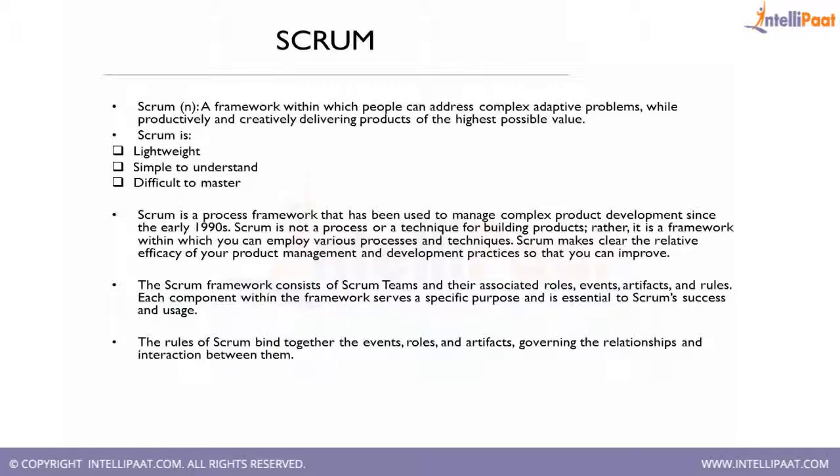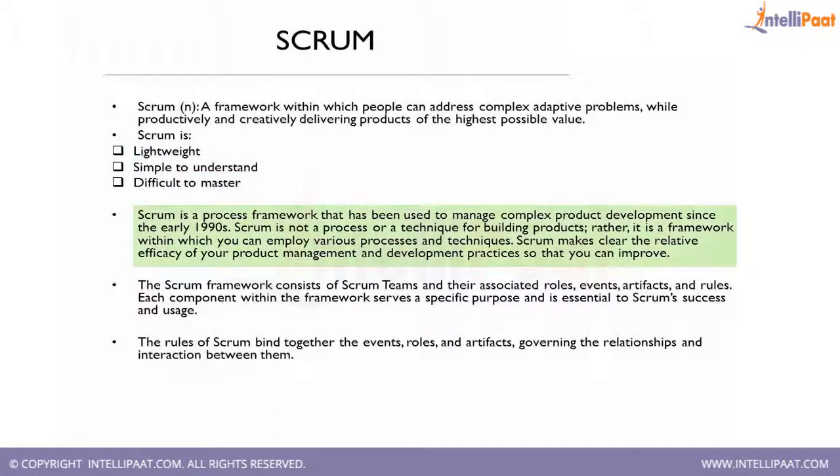Scrum is a framework within which people can address complex, adaptive problems while productively and creatively delivering products of the highest possible value. Scrum is a lightweight framework which is very simple to understand yet very difficult to master. Now, how simple? It is as simple as your 5-year-old can also understand, and it is as difficult as your 50-year-old CEO can find a lot of difficulty in implementing it.